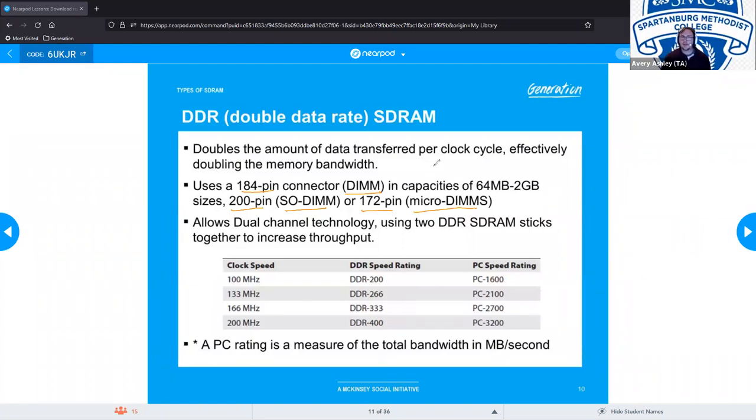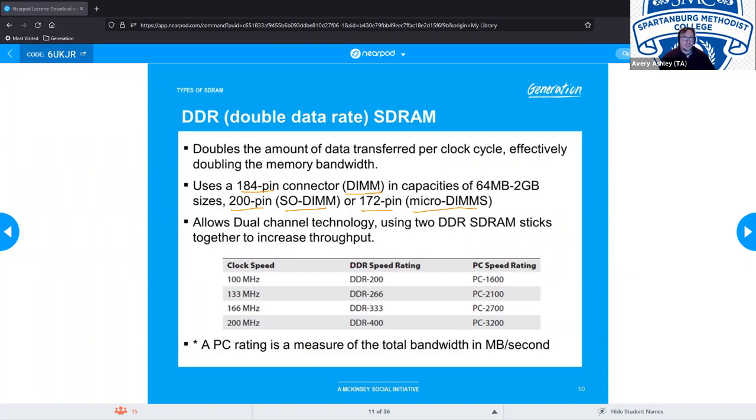I made the mistake of not learning this early. And then when I had to start taking my practice exams, I did not know this. And so I had to go back to it, because you'll need to know the pin counts for DDR 1 through 4. Some of them are the same, some are different, but separate it into, so DDR for DIMM is going to be 184, DDR for SODIMM 200, and DDR for microDIMM 172. Right. So this allows our dual channel technology, using two DDR SDRAM sticks together to increase that throughput.